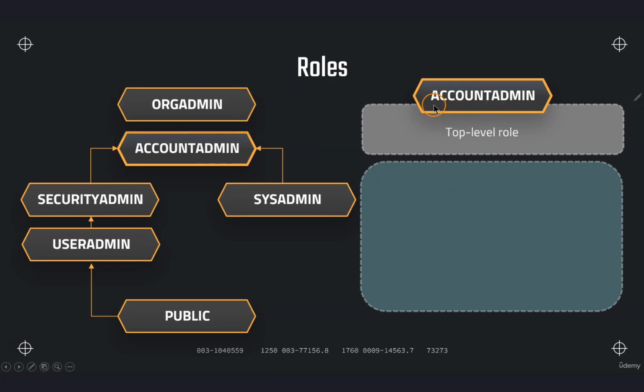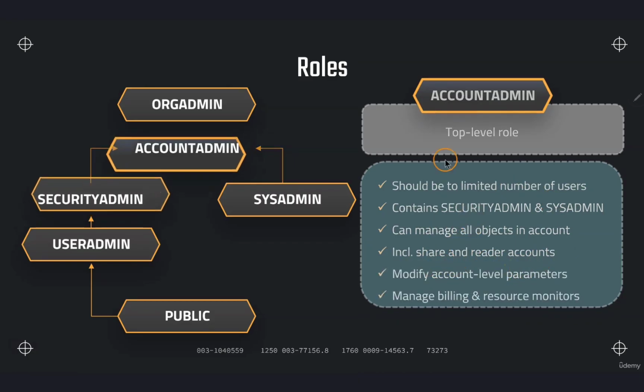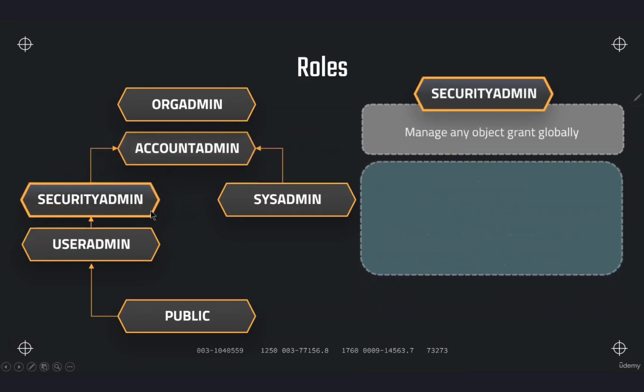Then we have the account admin. So this is the actual top level role of our hierarchy, and everything will always be inherited, all of the privileges, up to the account admin. So this is a very strict role because it's the most powerful role. So we should be very careful because this has a lot of privileges, including managing the share and reader accounts. So we can create those share and reader accounts. And we talk about this later on. For now, we just briefly want to mention the overview.